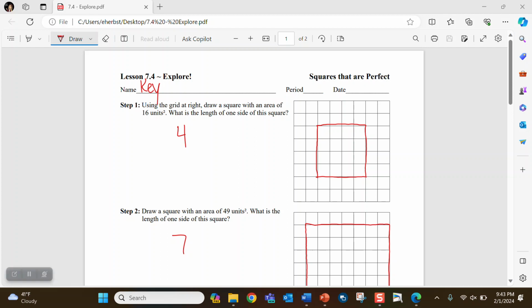I'm going to cover two parts to Lesson 7.4 today. First the Explorer, and then we will do the lesson presentation. So hopefully you had some time to try to work through this Explorer on your own before you check it here and start your notes.